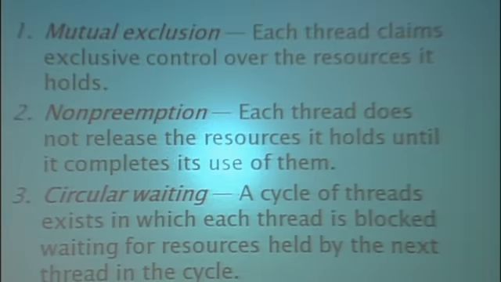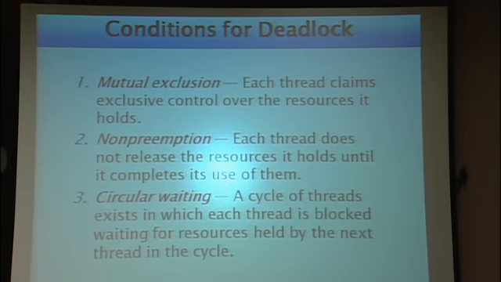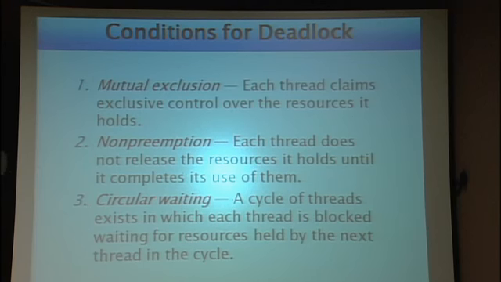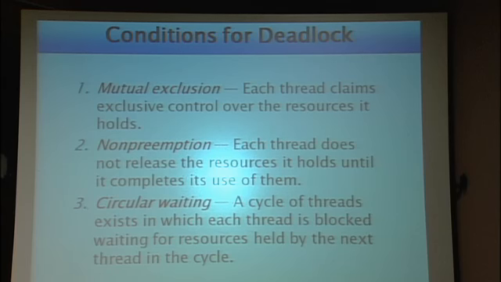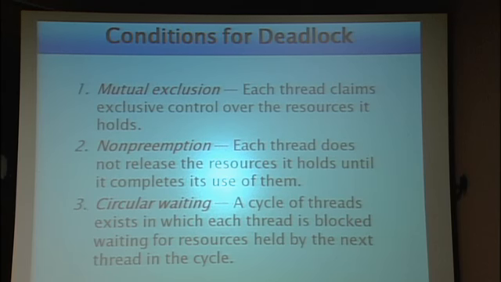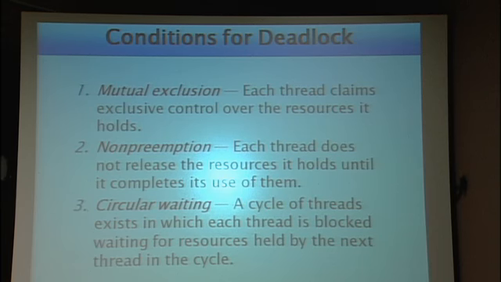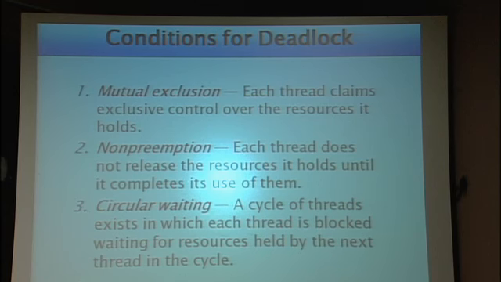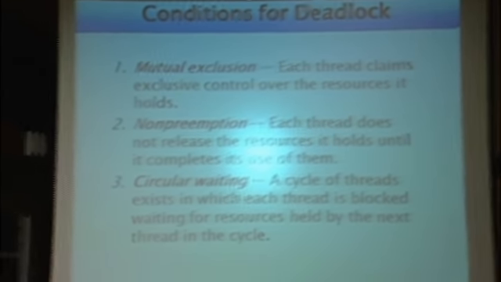There are three conditions that are usually pointed to as needed for deadlock. The first is mutual exclusion. Each thread claims exclusive control over the resources that it holds, in this case the locks. There has to be some resource that you're grabbing and that you're the only one who gets to have. The second is non-preemption. You don't let go of your resources until you complete your use of them. That means you can't let go of a lock in this situation.